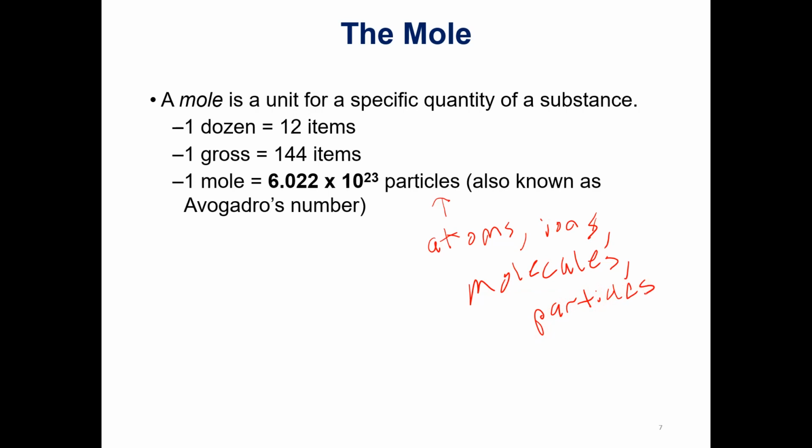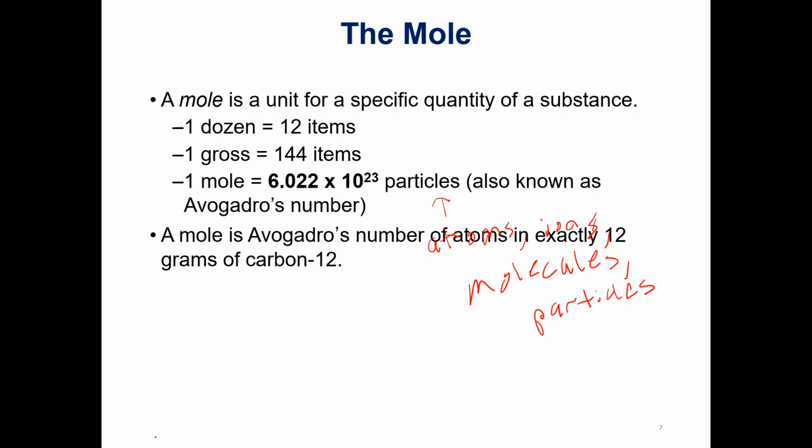And when you write the number 6.022 times 10 to the 23rd, you need to specify what you're talking about. So you should never just have 6.022 times 10 to the 23rd for something. It should be 6.022 times 10 to the 23rd atoms, 6.022 times 10 to the 23rd ions, 6.022 times 10 to the 23rd molecules, but there should be a unit following that. So 1 mole is also known as Avogadro's number, so you will see that term as well.